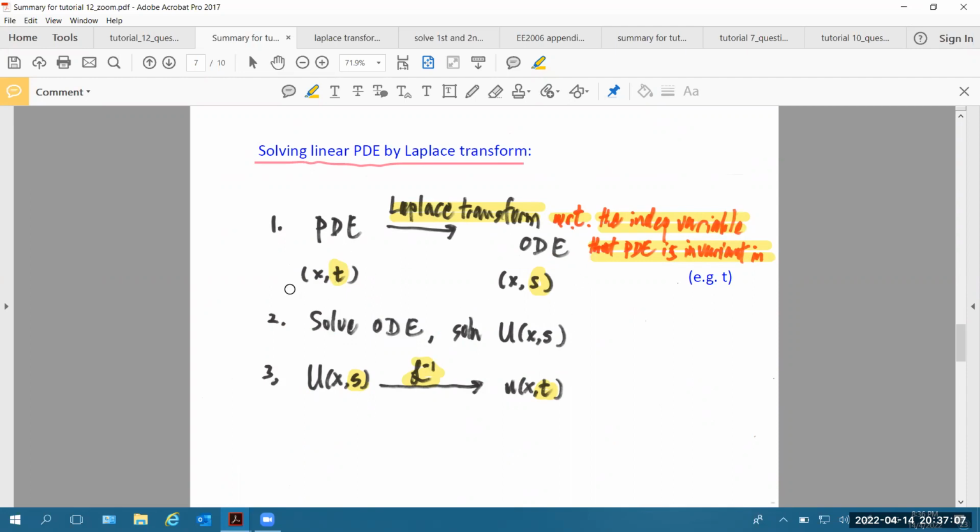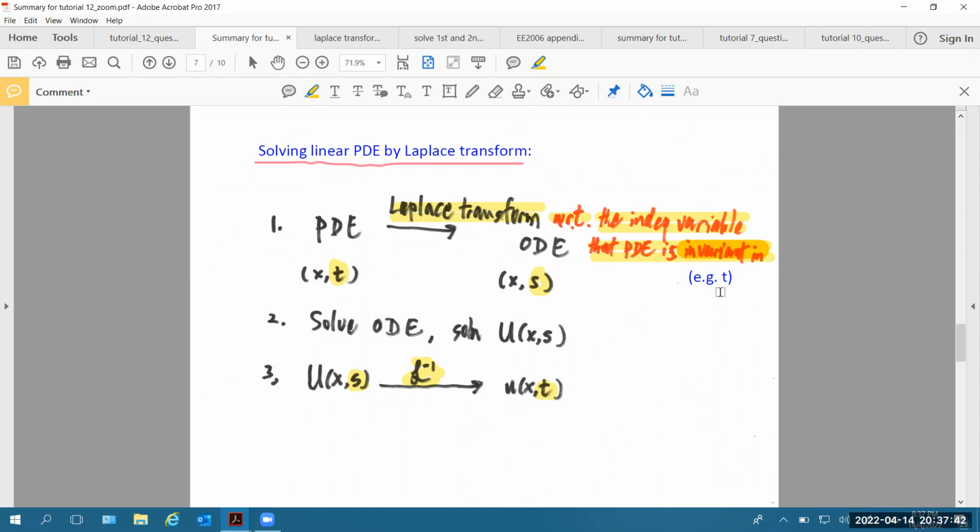So the first step is you have your PDE. Suppose these are your independent variables, so you have x and t. What you do is Laplace transform the whole equation. Now, when you Laplace transform, you must Laplace transform with respect to the independent variable that the PDE is invariant in. Now, suppose it's invariant in t. Then you Laplace transform with respect to t.